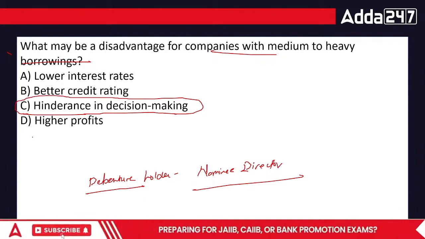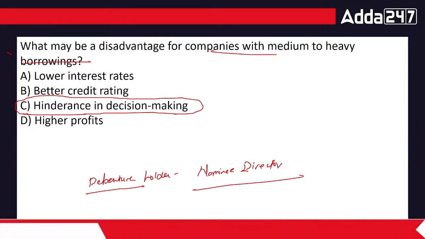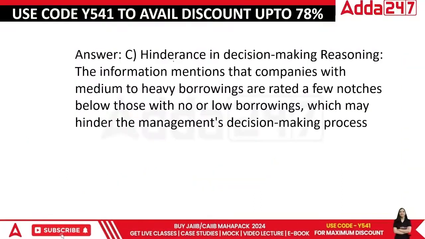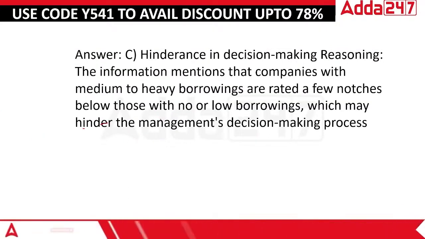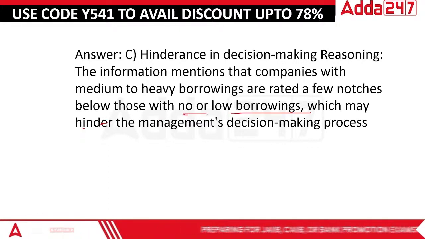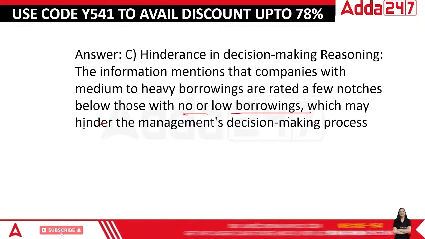You will have to consult a lot of people, and they should not be annoyed, because if the person who has given you loan is annoyed with you, then why would he give you loan, right? So that can create a lot of fuss among the entire people who are working with you. So hindrance in decision making is basically the information mentions that the heavy borrowings are rated a few notches below than with no or low borrowings, which may hinder the management decision making process.